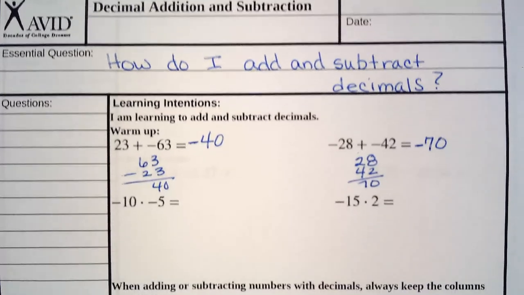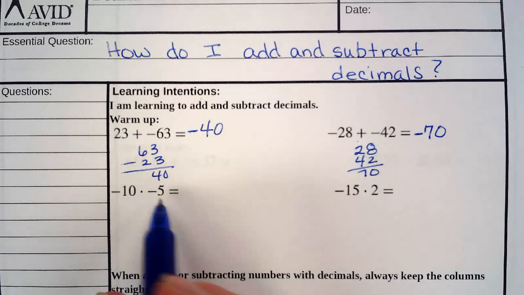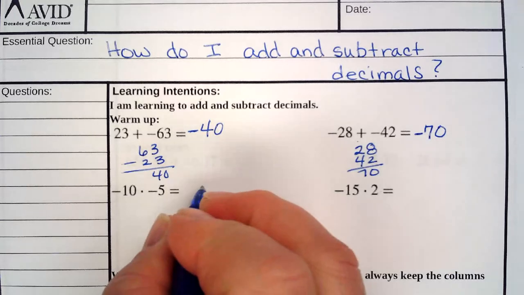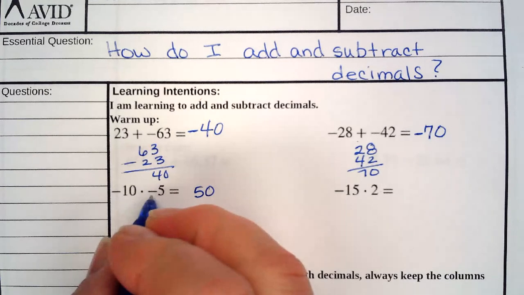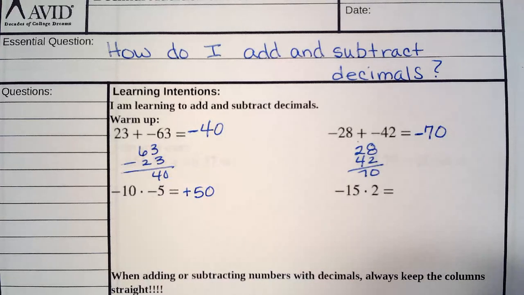Okay, what happens when we multiply two negative numbers together? When we multiply or divide two numbers with the same sign, whether they're both negative or both positive, we end up with a positive number. 10 times 5 is 50. Negative times negative is positive, so that would be a positive 50.